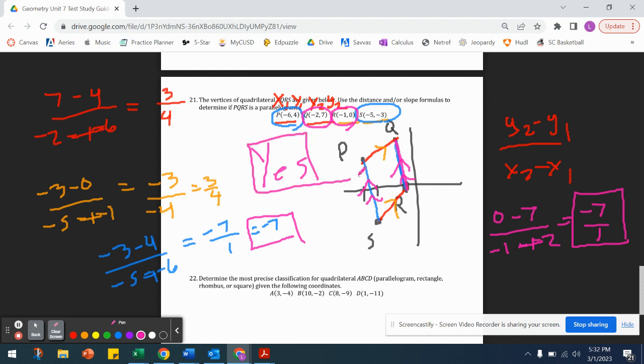Is that the only way you could have done it? No, you could have done the distance formula. Distance for the top two, see if they're the same. Distance for the left two, see if those are the same. And yes, it would have been, and you would get a parallelogram.